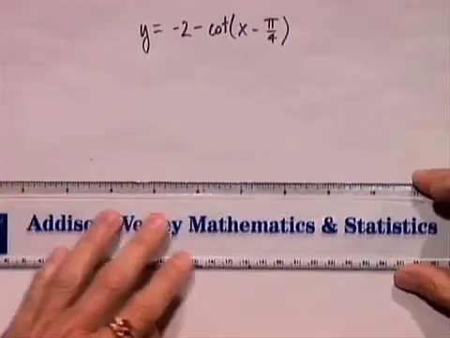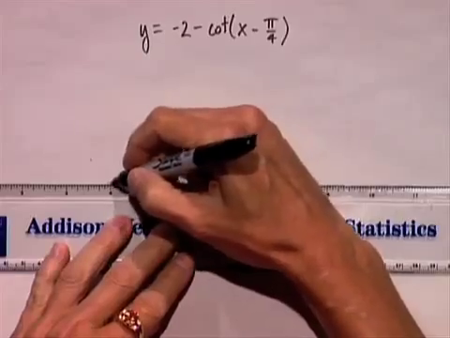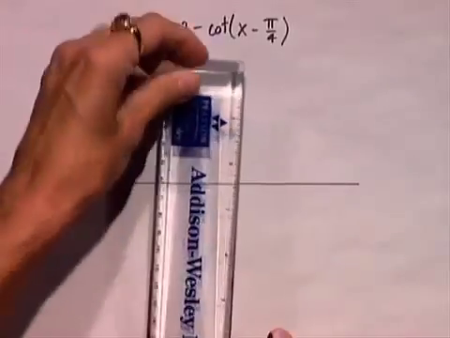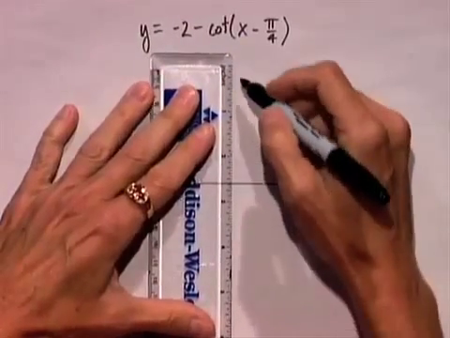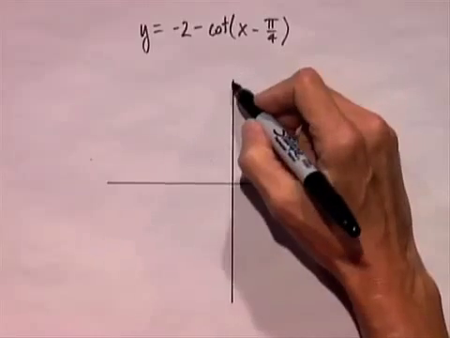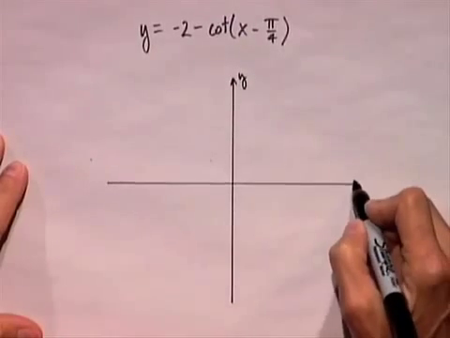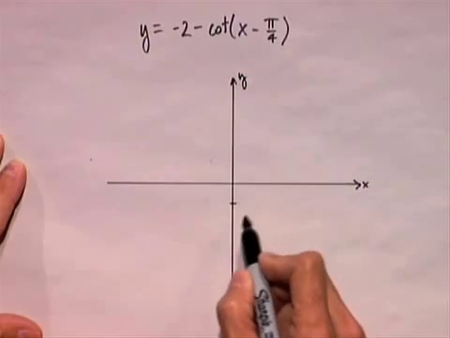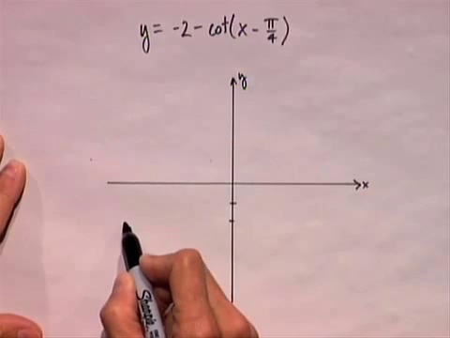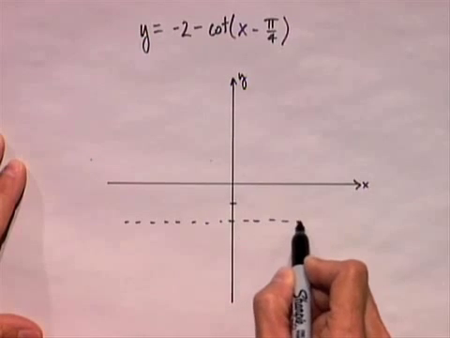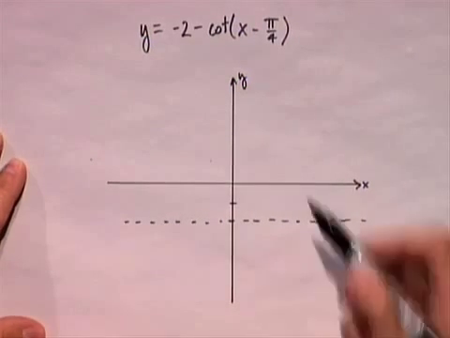So let's draw some axes, and keeping in mind that I have to shift it down 2 units, I probably should have drawn my x-axis a little higher, but we'll work with what we've got. So here's the y and the x-axis. Now, I want to shift it vertically down 2. So I'm going to draw myself a dashed horizontal line here that will be the horizontal axis for my cotangent.